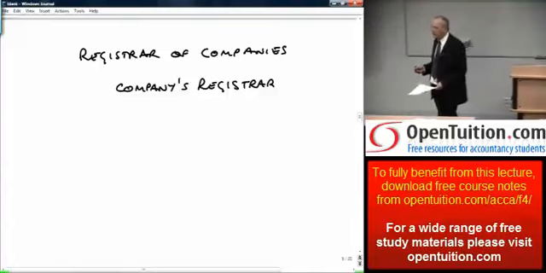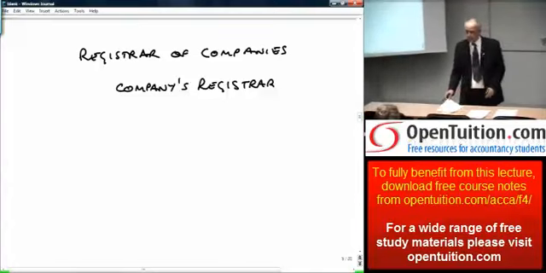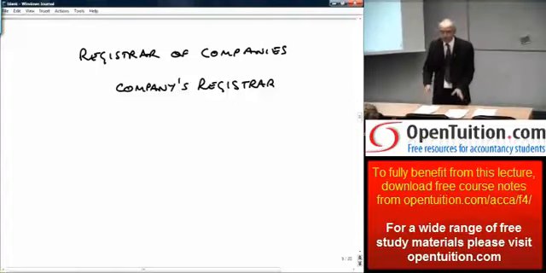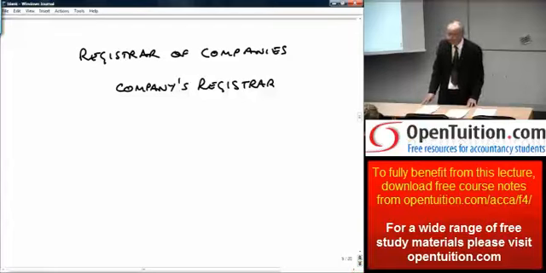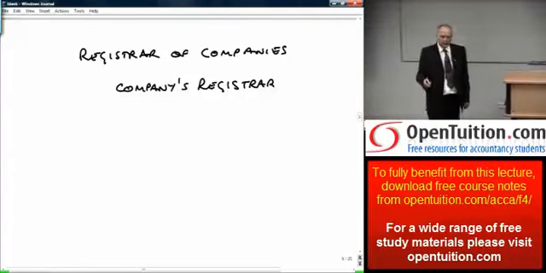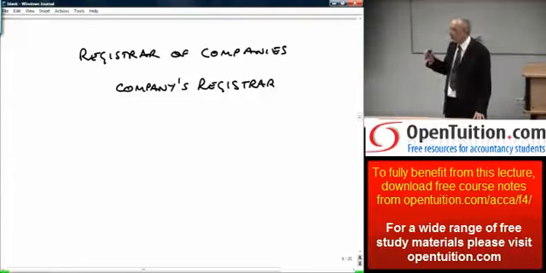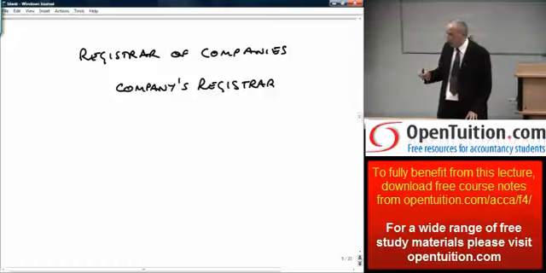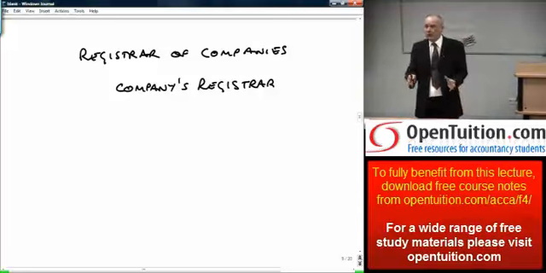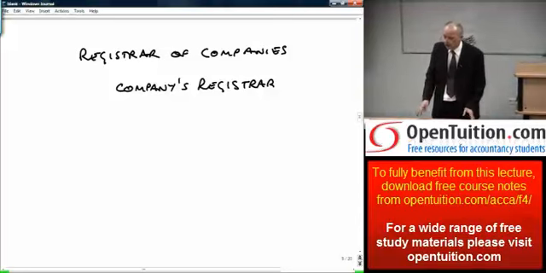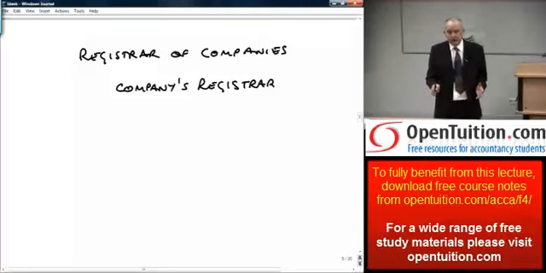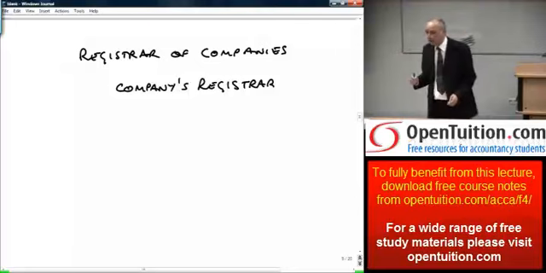Now, I said it's a person, but in fact, if you think about the registrar for your national telephone company, where you've got thousands and thousands of different members, it's much too much work for an individual person. So instead of having an individual to serve as the company's registrar, what companies often do is they will appoint a professional organisation whose sole purpose in life is to maintain the statutory records of a number of different companies.